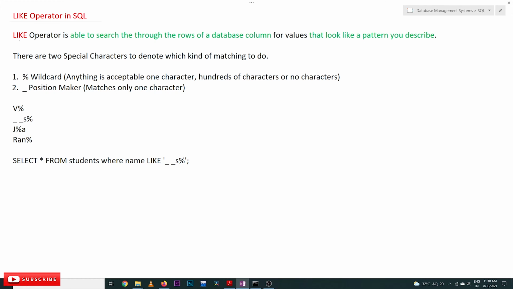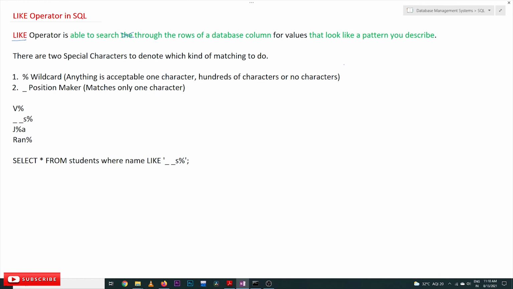Now we will try to understand the LIKE operator. What is this LIKE operator? It is able to search through the rows of a database column for values that look like a pattern you describe. For example, if you want to search for a specific pattern of characters in a specific row of a specific column, then we can use this LIKE operator.